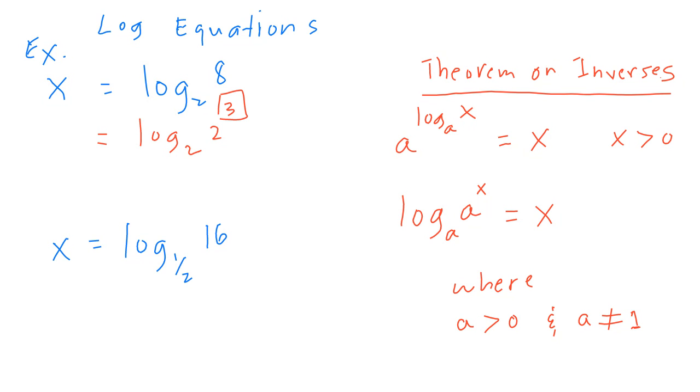Because according to the theorem on inverses, looking at the second one here, if you have log with base a of a to the power of x, the answer is just the power. So this one here cancels out, and the answer would be x, which is the power. Since the base here is 2, and when we transform 8 into a base 2 they are the same, our answer is just the power, which is 3.